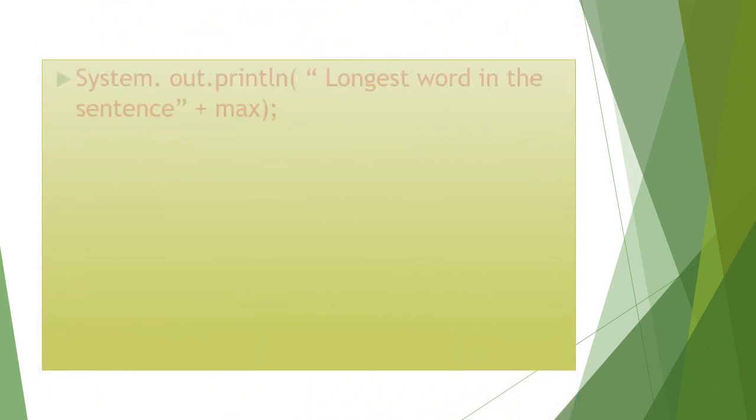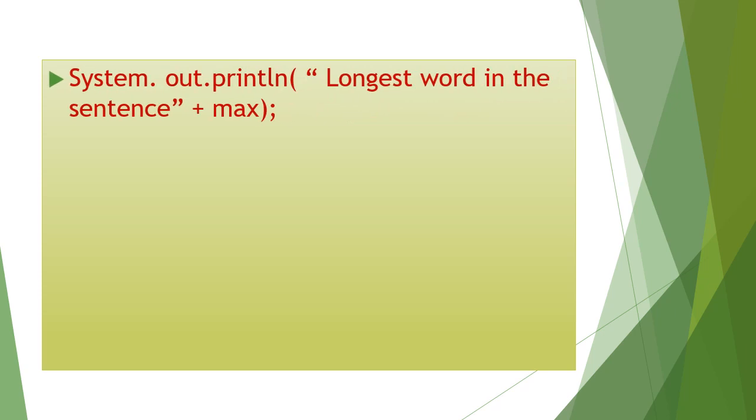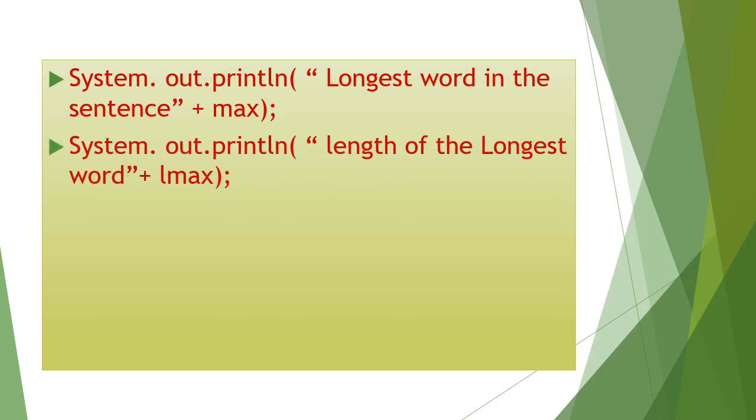Then next we have to display the values which are stored in the variables max and lmax. System.out.println, longest word in the sentence. The word stored in the variable max will be displayed, and the length of the longest word that is stored in the variable lmax will be displayed. So this is the program for entering a sentence and displaying the longest word of the sentence. I think you follow the statements and logic of the program.